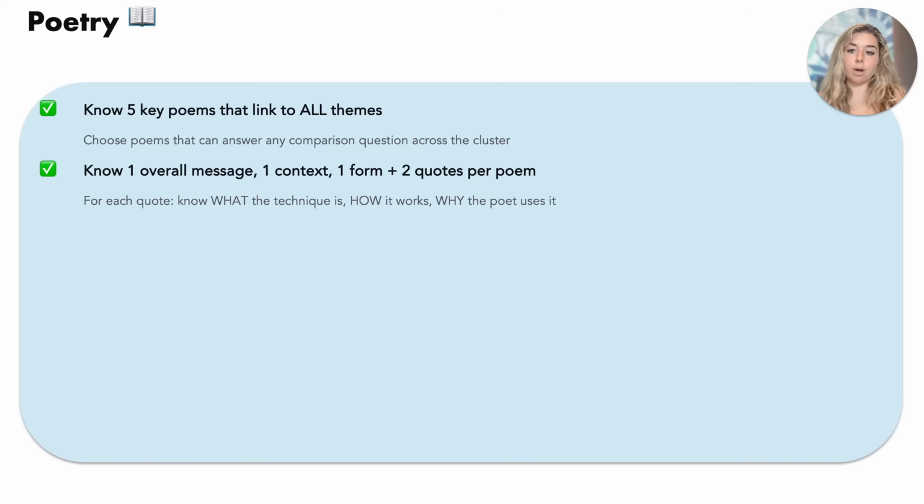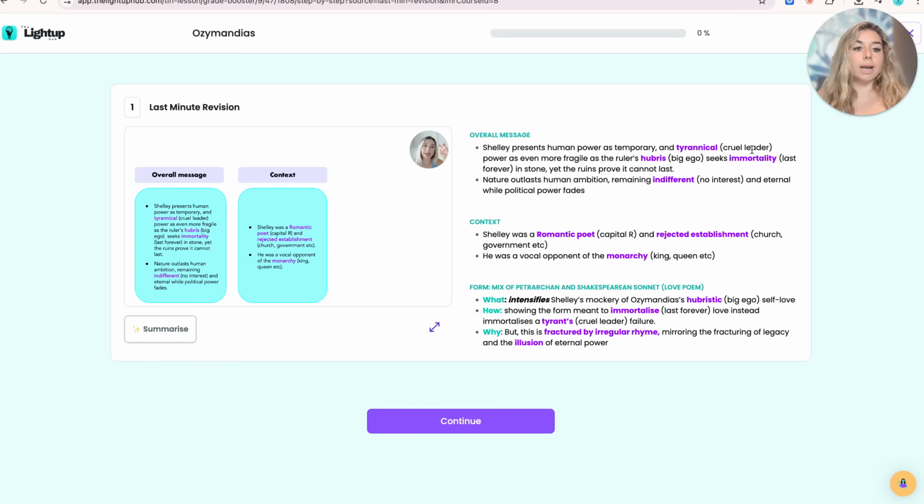Then for each of your 5 key poems, I want you to know the overall message, 1 piece of context, 1 piece of form, and 2 quotes per poem. So when I say overall message, it's kind of like, what is a summary of the whole poem? We're looking at a high level summary. I can use grade 9 keywords and ideas. So this basically gives me a framework of everything I need to know about a poem.